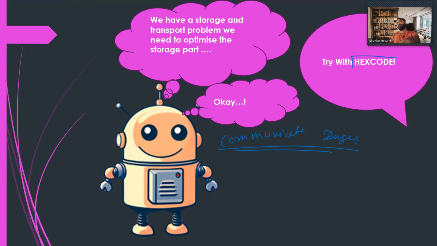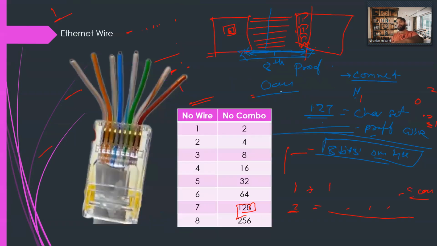So we are trying to work with the hex code. Do we understand over here? We have created a dictionary, then we increase the number of wire, because we are not able to cope up with all these numbers and everything. We are not able to communicate through one wire. So we have increased the number of wires, and we are just making the dictionary.